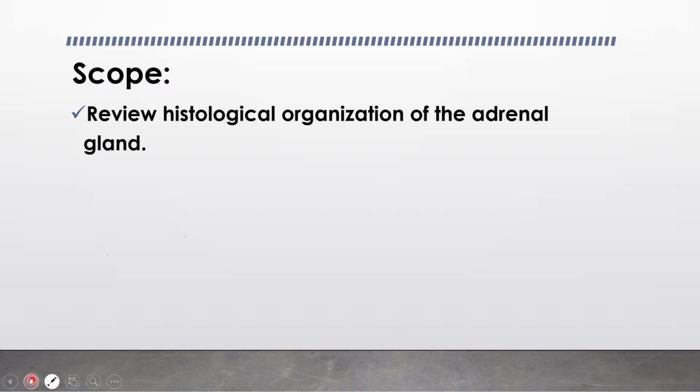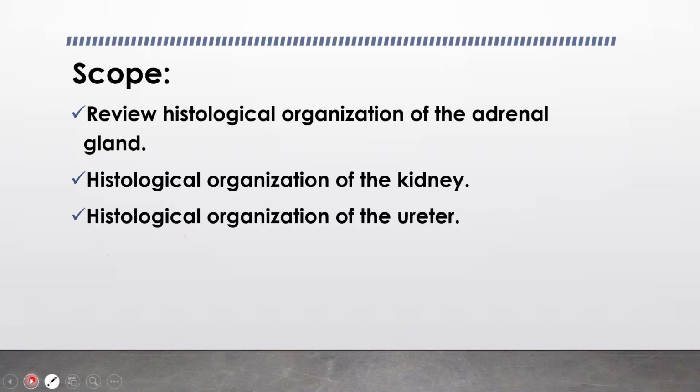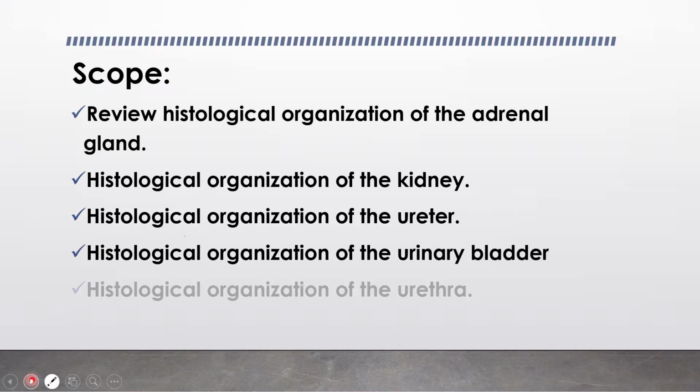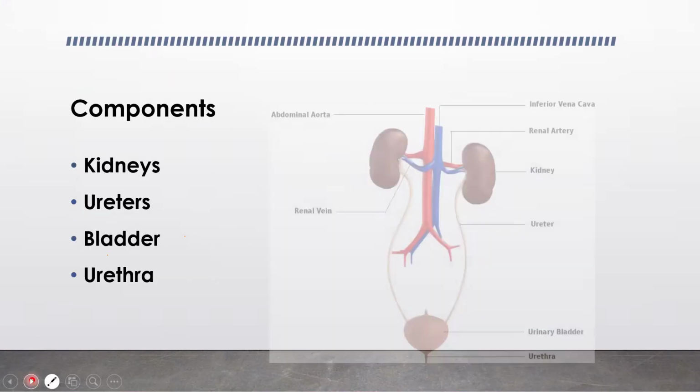We'll try to review the adrenal gland. We'll also talk about the histological organization of the kidney. Then we'll talk about the organization of the ureter, the organization of the bladder, and then finalize with the urethra. So they are the components of the urinary system.